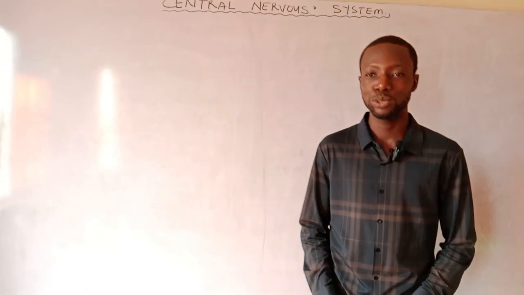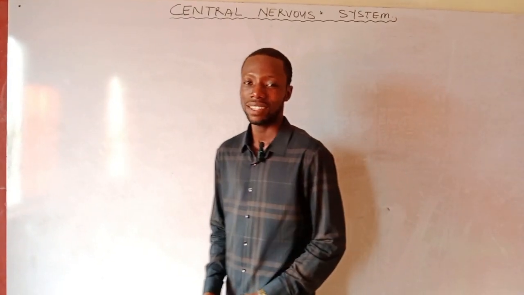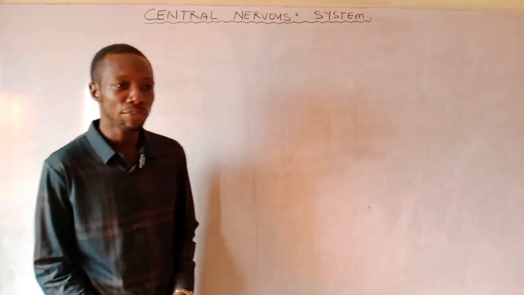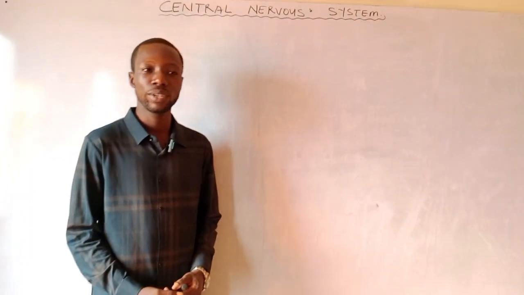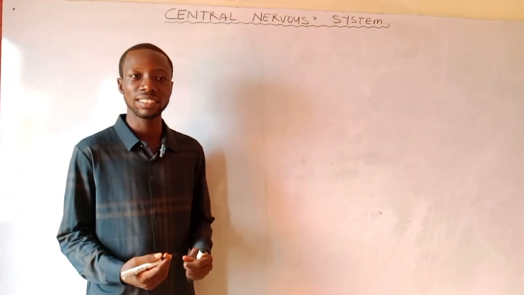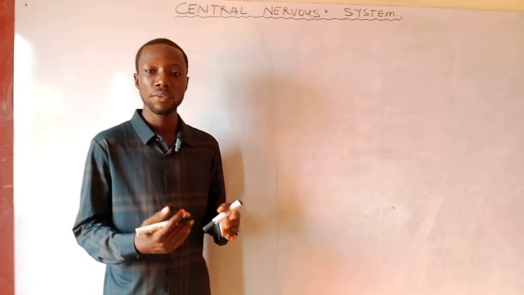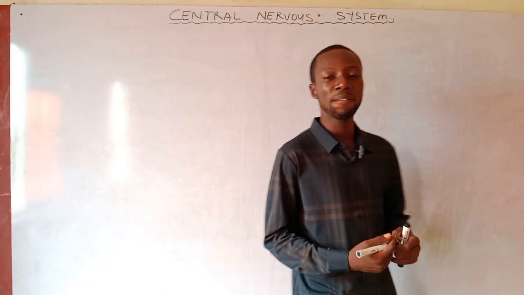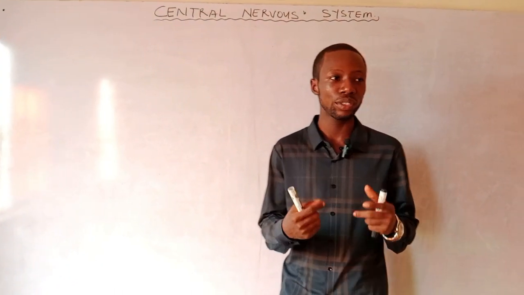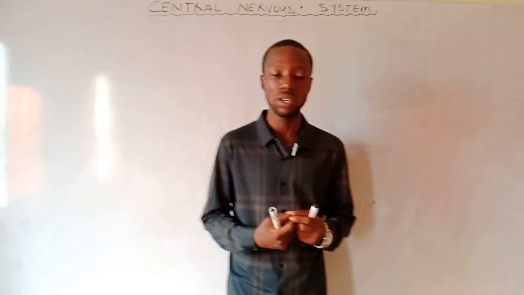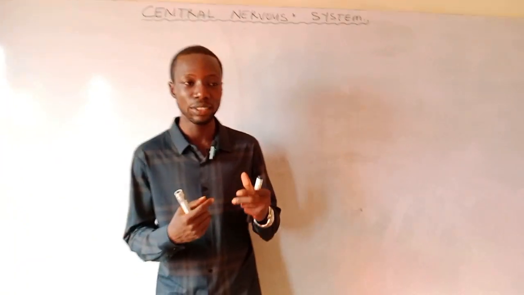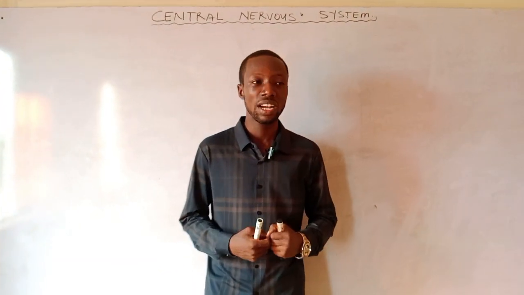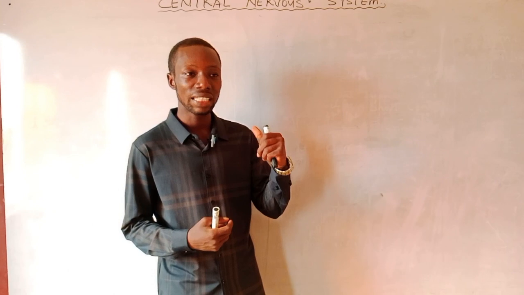Students, today we're going to look at the central nervous system. This is the system of nerve cells found at the central part of the body. This system is housed inside a bony structure, and it is divided into the brain and spinal cord, as I discussed in the last video.